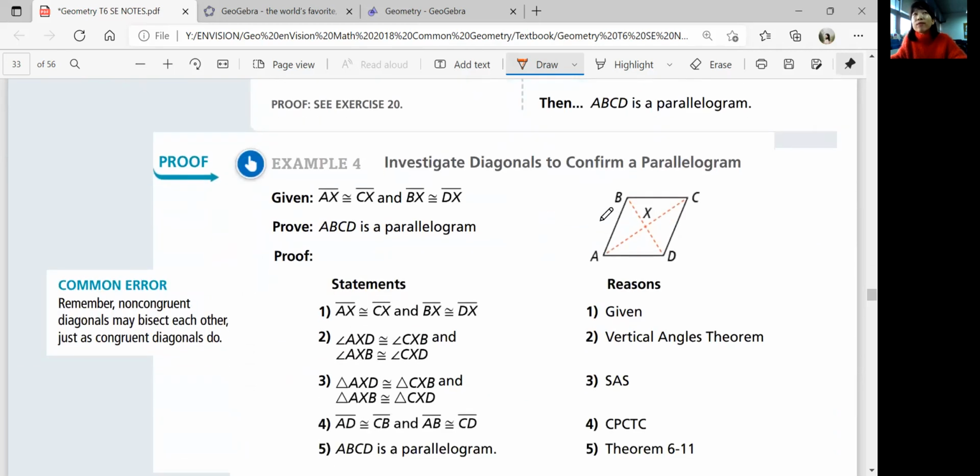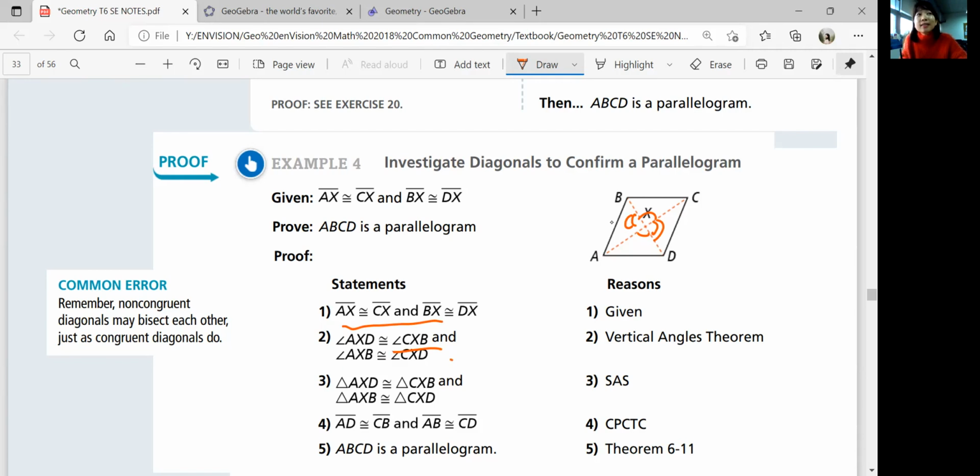Okay, so let's use that information to investigate. Example 4, investigate diagonals to confirm a parallelogram. See if it really works. So if you're given AX is congruent to CX, and BX is congruent to DX, which basically means the diagonals bisect each other, can we prove that quadrilateral ABCD is a parallelogram? Okay, so state the given facts. And by vertical angles theorem, you know that AXD is congruent to CXB, and AXB is congruent to CXD, okay? And you can say that triangles AXD is congruent to CXB, and XB is congruent to CXD by SAS theorem with the given information and the angles, okay, SAS.